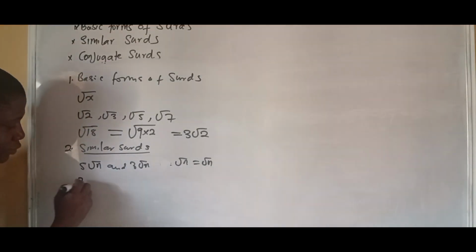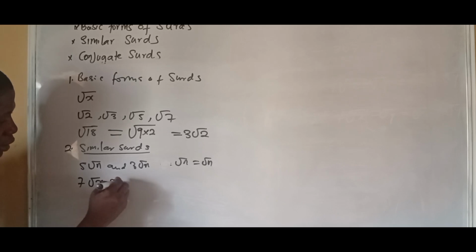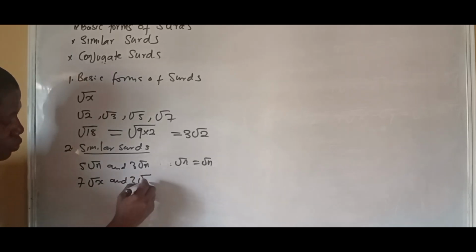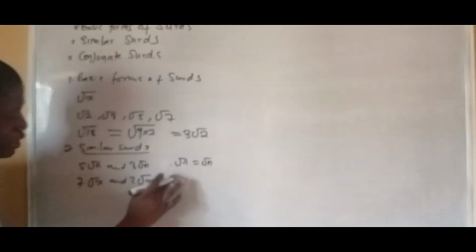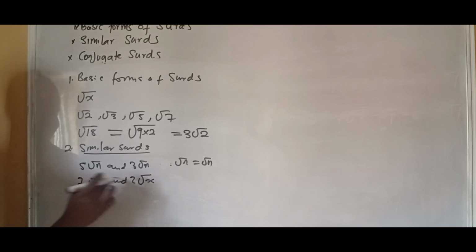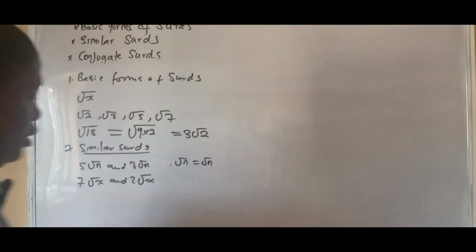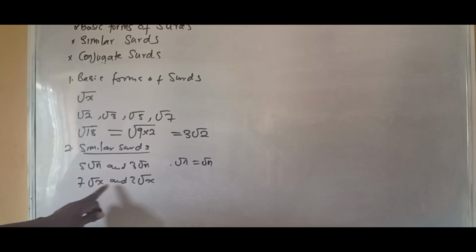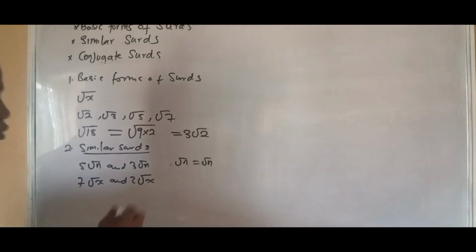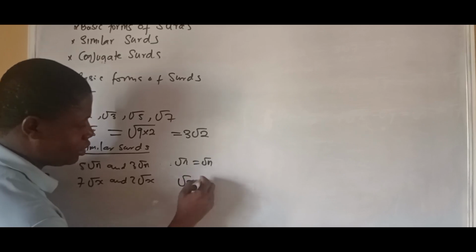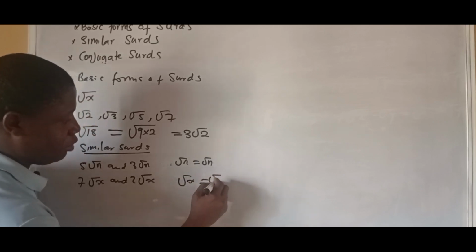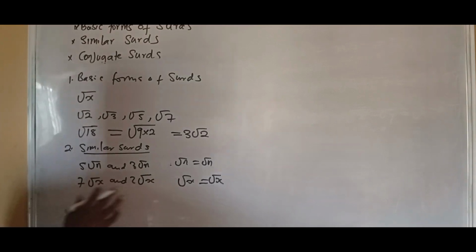Now, if you have 7 root x and 2 root x, these two surds are similar because their irrational parts are the same. What I mean by irrational part is the ones inside the root, the roots that we have. They are similar. So we have root x is the same as root x.